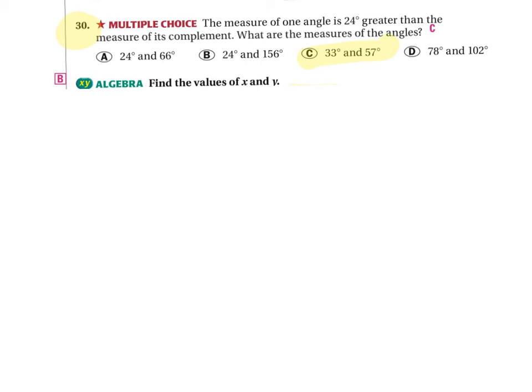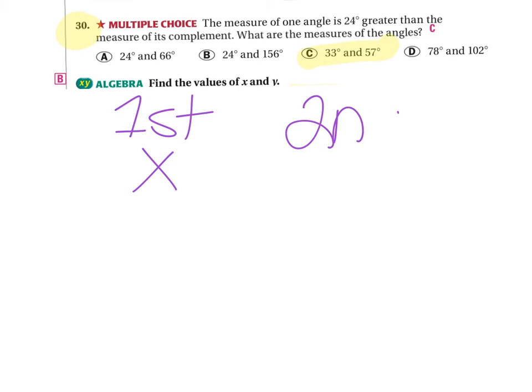So if it says one angle is 24 degrees greater than the measure of its complement, we can call that first angle x because we don't know anything about it. The second angle, how would I show the complement to x? Sarah? X plus 24. But before I even get the 24 in there, how do I show the complement to x?